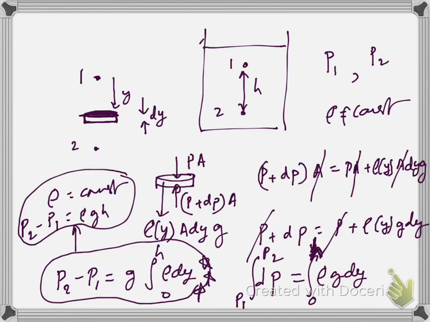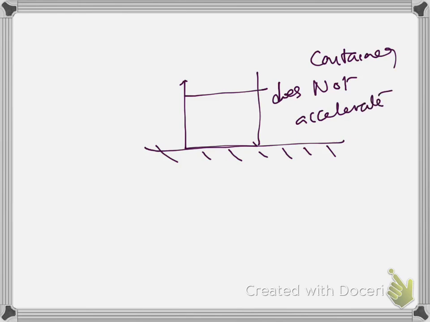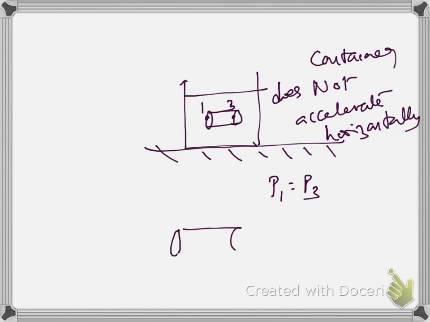So obviously, now if you have a container with liquid, and let us say the container does not accelerate horizontally, then in such a case pressure at the same horizontal level will not change. So P1 will be equal to P3. How can we get it? Very simple. You choose a fluid element encompassing 1 and 3 like that, very small one. So this is the fluid element.